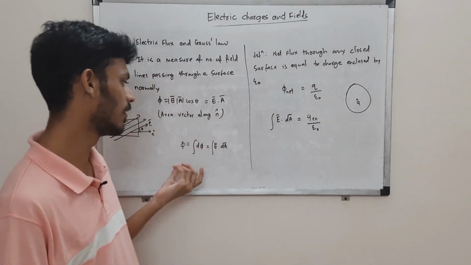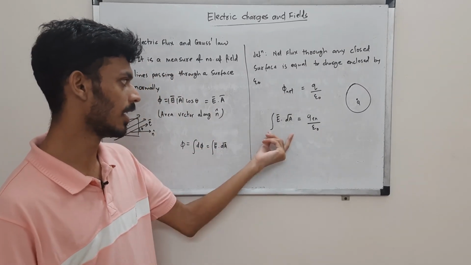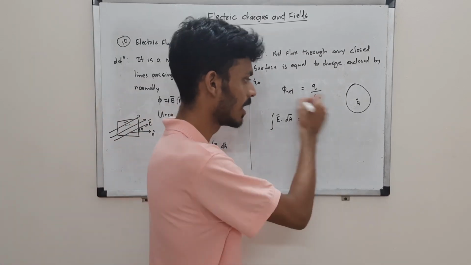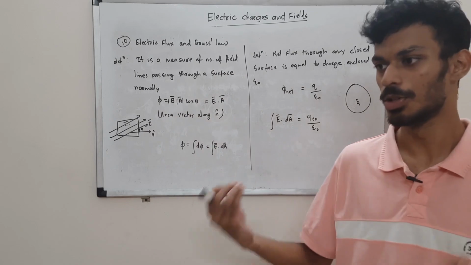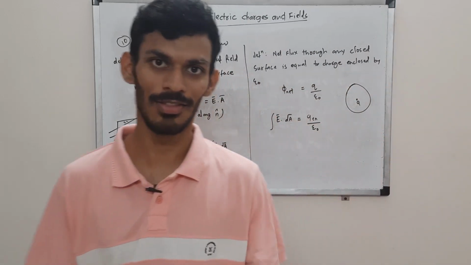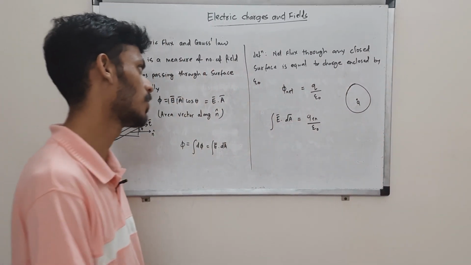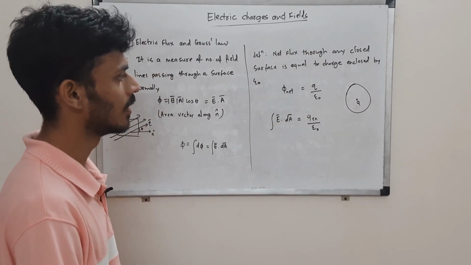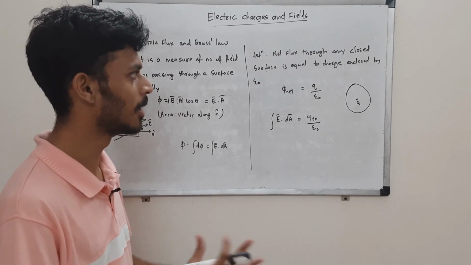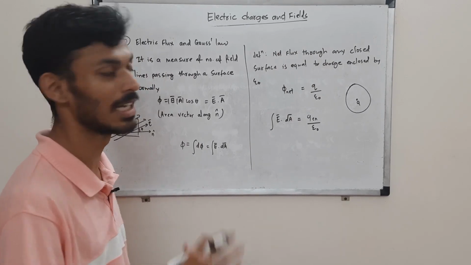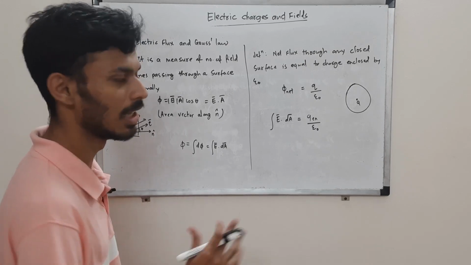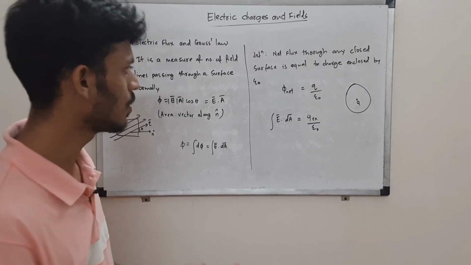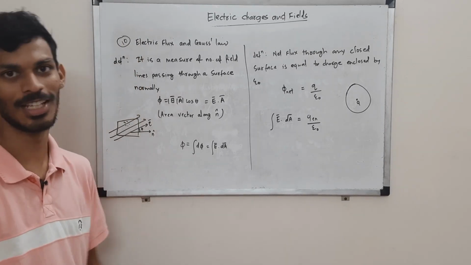The flux is the integration of E dot dA, and this is Q by epsilon naught. This is the relation that we are going to use to derive our electric fields due to continuous charges. So that was about Gauss law. It's very useful in case of symmetry, otherwise it's a bit questionable. We'll see it in one of the last questions. So I think that's about this section. Over to the next one.